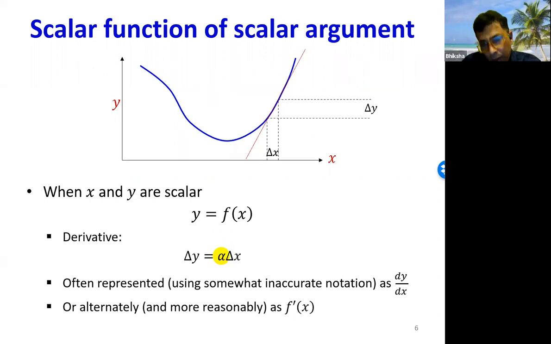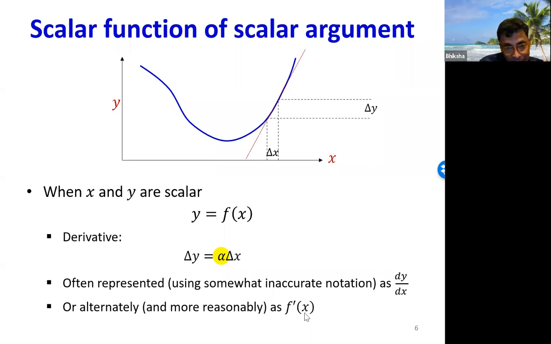The derivative of the function over here is going to be a scalar value by which you multiply this delta x, because x is a scalar, delta x is also going to be a scalar, and it's going to give you the corresponding increment in y. In this particular case, the notation dy over dx is appropriate, but a more reasonable notation is, if y equals f of x, f prime of x.